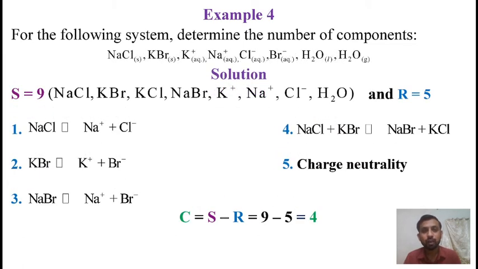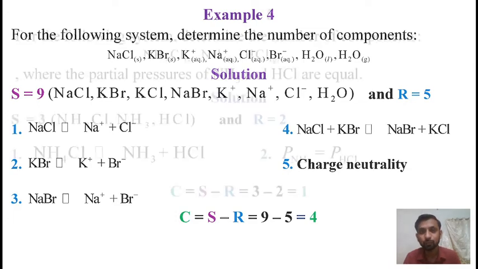Example number 4. Here total species are 8 but S is equal to 9. Why? Because for H2O liquid and H2O gas, it is H2O only, and 2 new ones are added. When K positive ion reacts with chloride ion, it gives KCl, and when Na positive ion reacts with bromide ion, it gives NaBr. Therefore, S becomes 9 and R is equal to 5, which is expressed by expression number 1, 2, 3 and 4, and the fifth one is charge neutrality. Therefore C is equal to 9 minus 5. Therefore C is equal to 4.